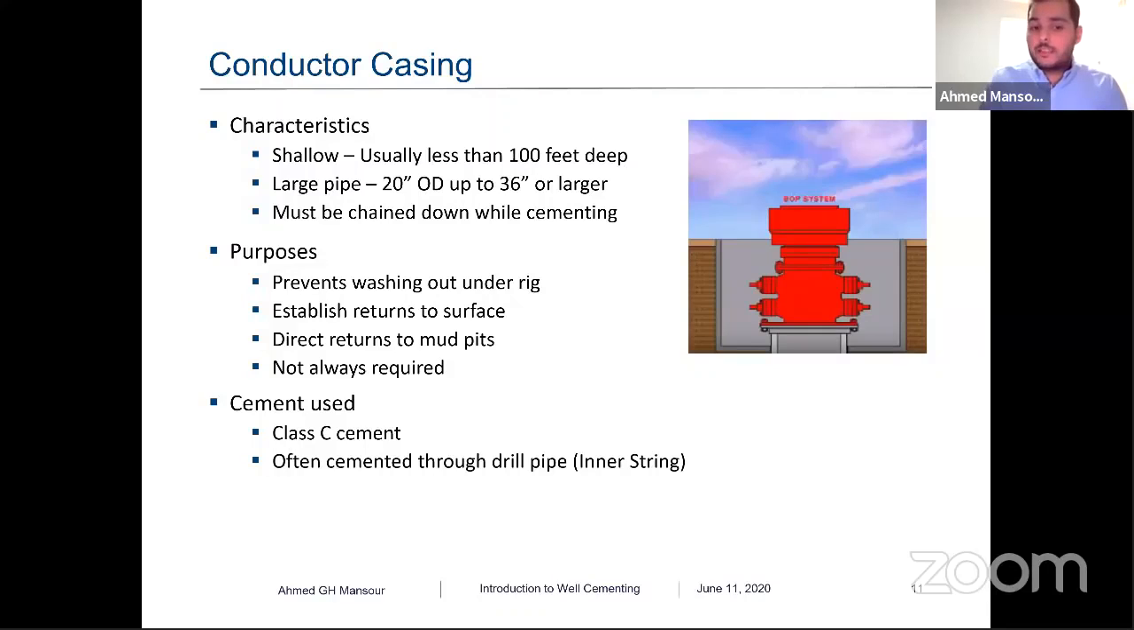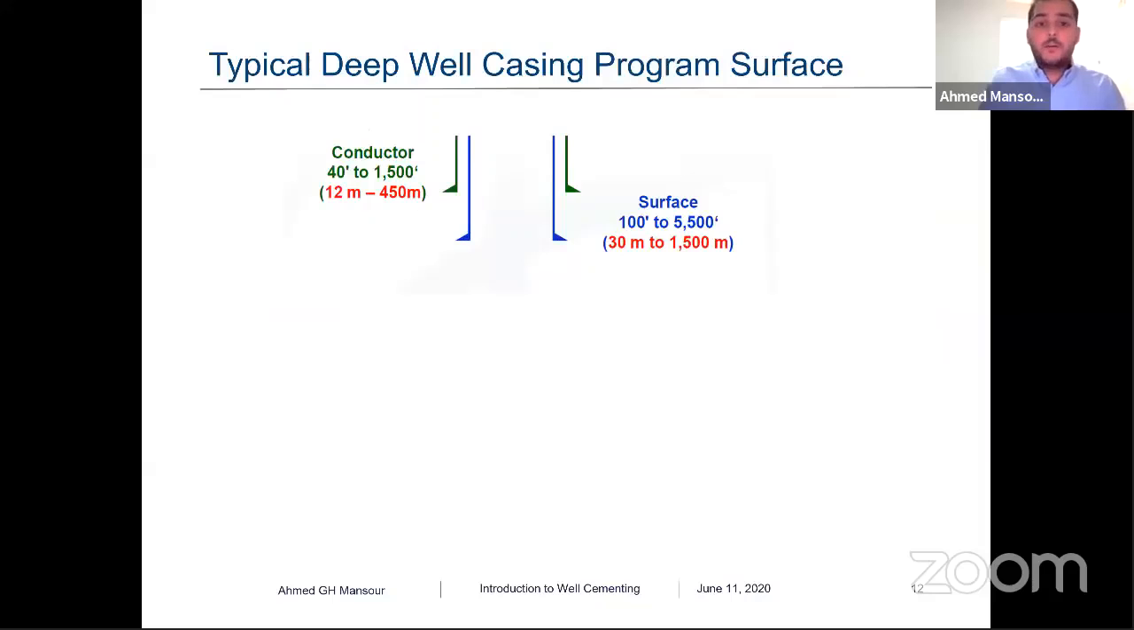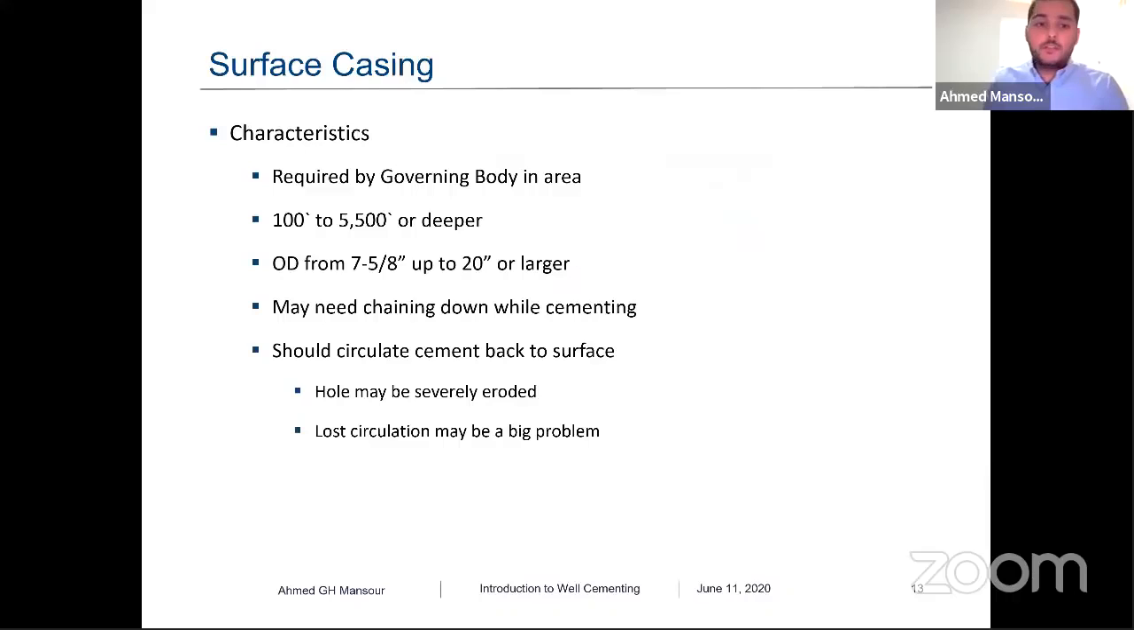Usually we use Class C cement without any chemical additive. So it's a cheap cement job. Another type of cement job is surface cement job. The surface casing usually from 100 feet to 5500 feet deep. The size from 7 5/8 to 20 inch. The average size that I deal with usually 13 3/8.